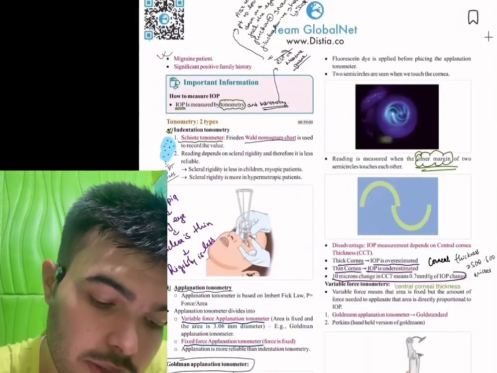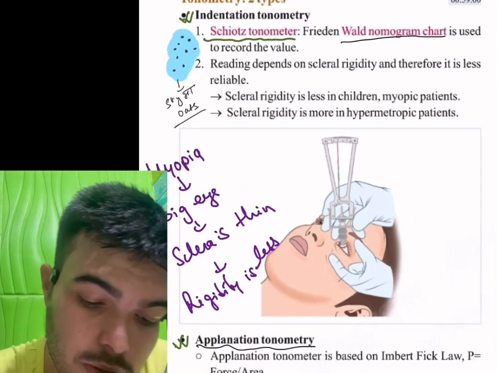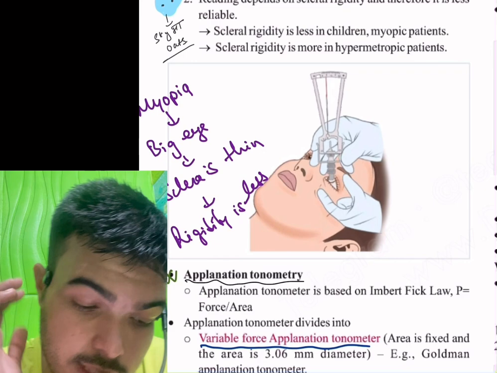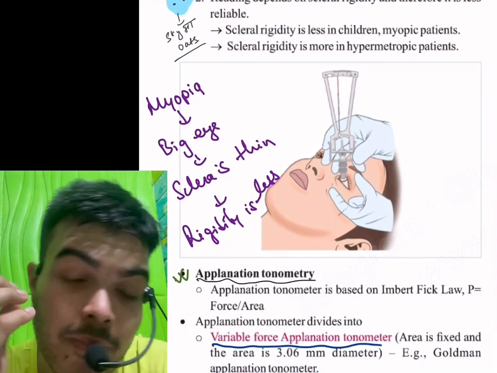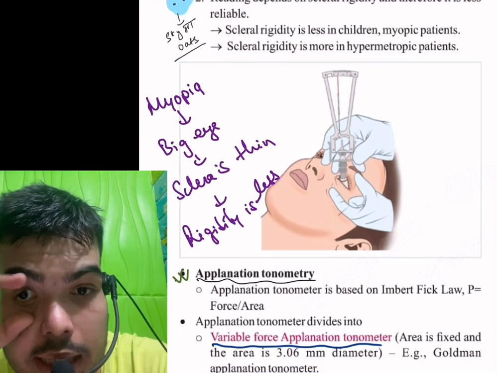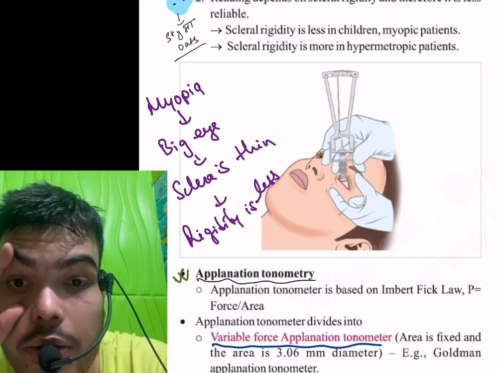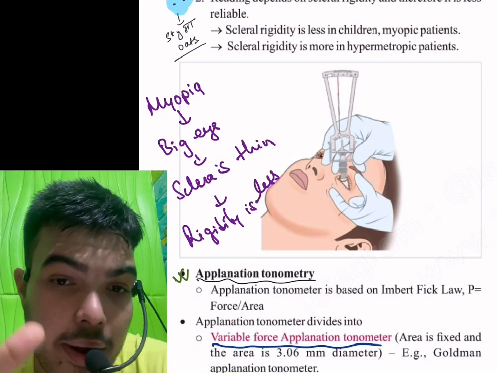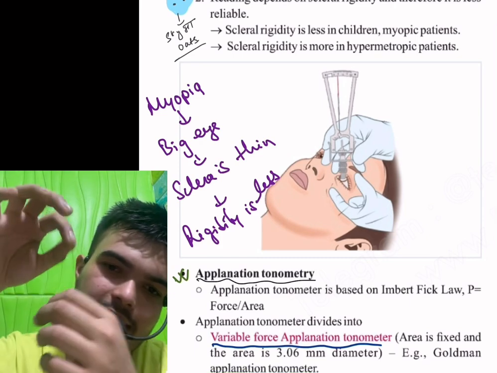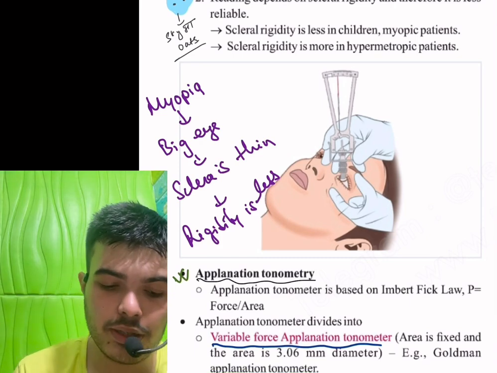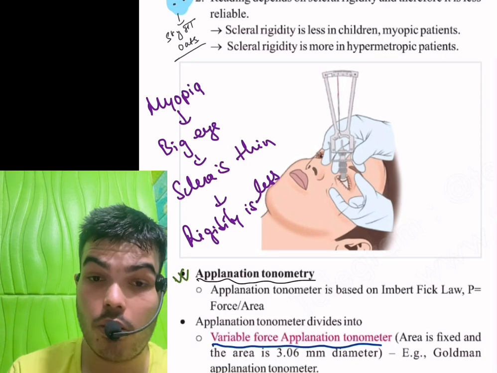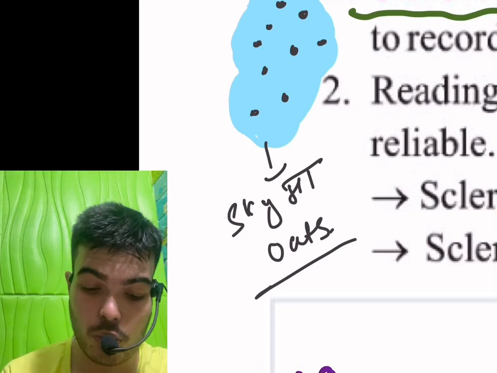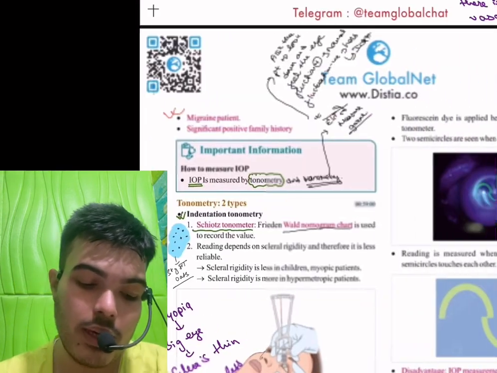Now how are you going to measure this? In our hospital also, we have the Schiotz tonometer, which is done by giving anesthesia. Local anesthetic is given in your eye, and then you use a conversion nomogram chart, and then you just compare. You just keep weights on this Schiotz tonometer. I just wrote this so that I could remember it. The other one is the applanation tonometer.